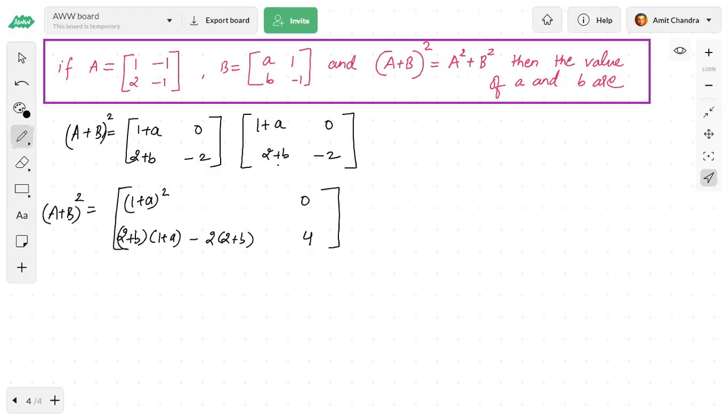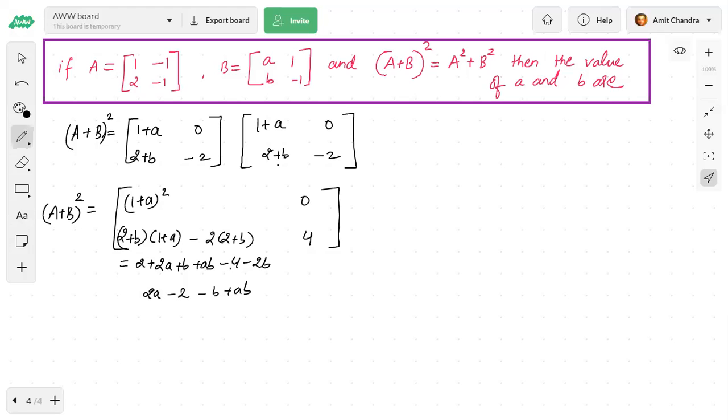(A plus B) whole square comes out to be this, so (1 plus a) whole square, 0. I will simplify this. This will simplify into 2 plus 2a plus b plus ab minus 4 minus 2b, right? So this will become 2a minus 2 minus b plus ab, right? This gets simplified into this.